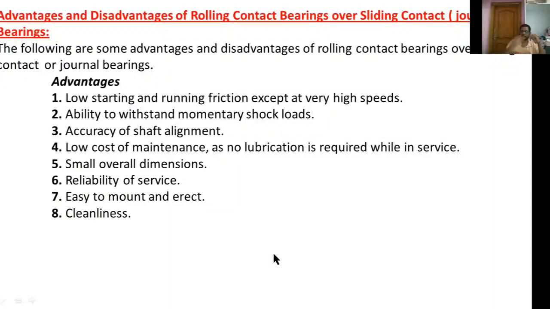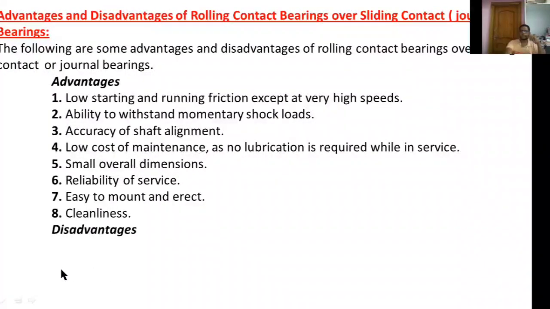Next is cleanliness. The construction of these ball bearings and roller bearings is good and neat, and there is no need of external lubrication. That's why there are no dust particles, mud or oil on the surface of the bearings. You can maintain them very clean and neat.